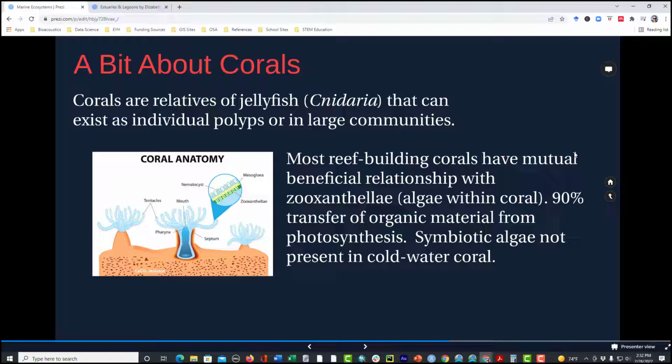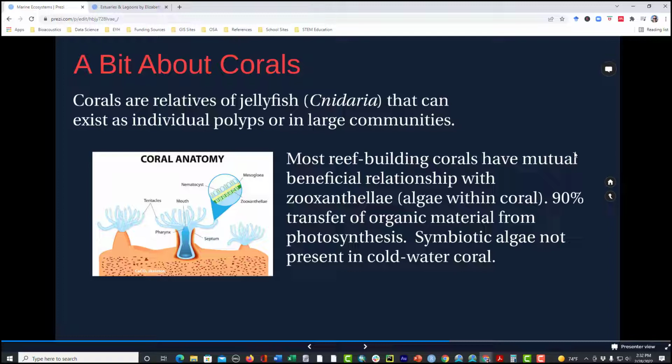And this really unique relationship is what allows for the transfer of organic material from the process of photosynthesis to the actual coral. So the algae is going to be something that exists only in these tropical regions, because obviously they photosynthesize and they can't do that in the deep waters. And that's what is responsible too for giving these corals such a bright color.